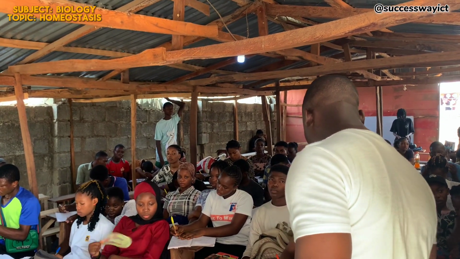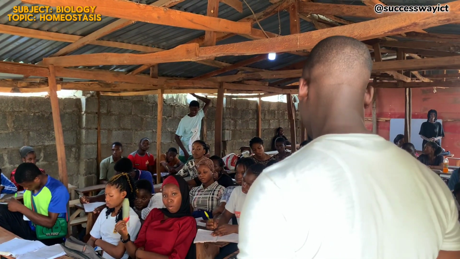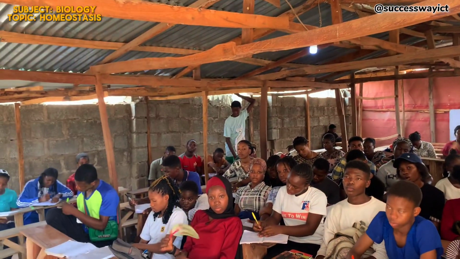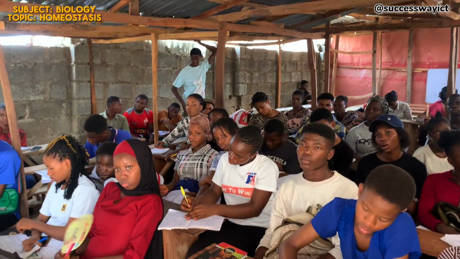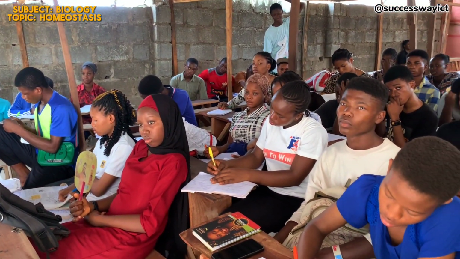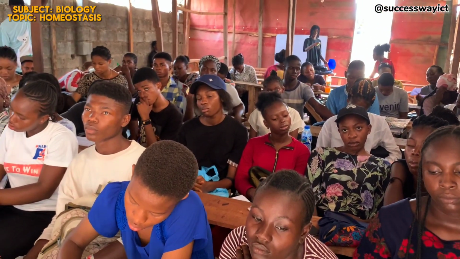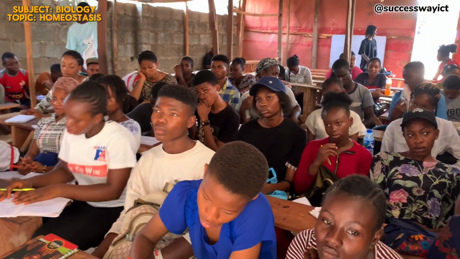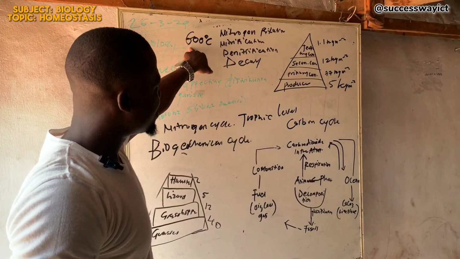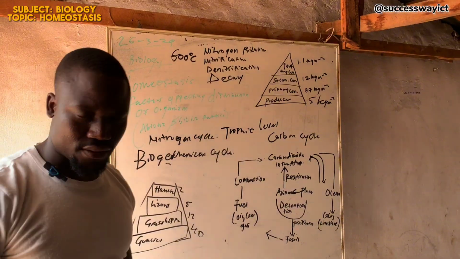Now, industrial fixation happens industrially, where heat of about 600 degrees Celsius is applied to nitrogen and hydrogen so as to produce ammonia at the end of the day. That is, industrially, nitrogen is reacted with hydrogen at this temperature to produce ammonia. Are we together?